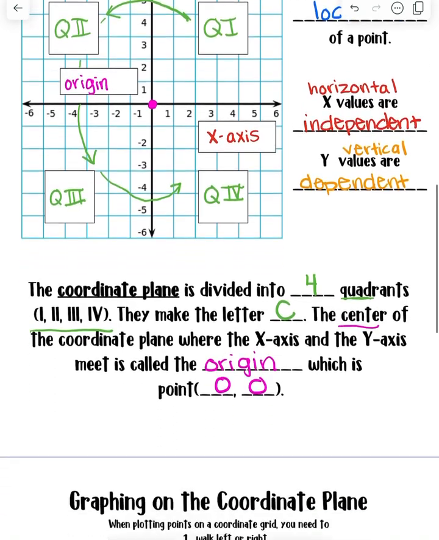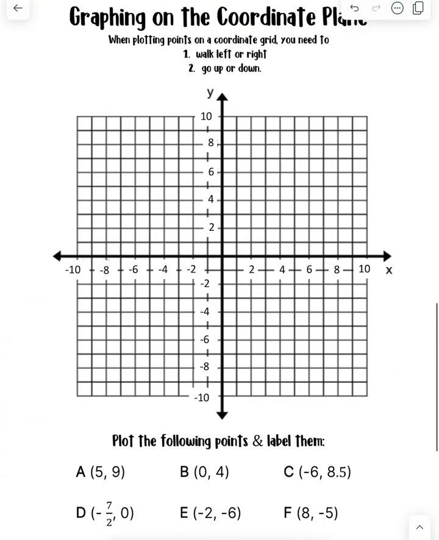And then we're going to go to the inside of our notes, and we are actually going to practice graphing some points, okay? So when plotting points on the coordinate grid, the first thing we're going to do is walk left and right. Then we're going to go up or down. So I like to think of that as if we were to go left and right, that is my horizontal. Okay, so horizontal is left and right. So we're going to do that first. And then after that, we're going to go up and down, which is our vertical. So we need to know that vocabulary again. So up and down. Okay?